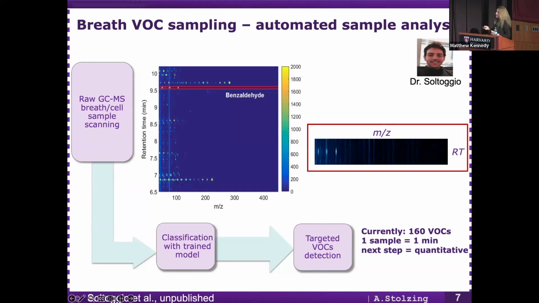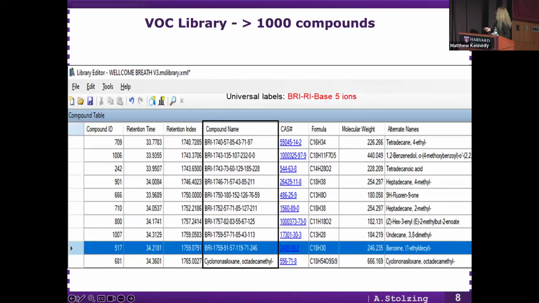So currently we can detect 160 of them. We have reduced the time: the analysis takes from 90 minutes to 1 minute. And the next step is that we try to quantify the signal. So we're capturing all of the compounds that we're measuring. As I said in the beginning, we have 1,500 known compounds. We already have 1,000 of these compounds in our library now, and the list is growing.